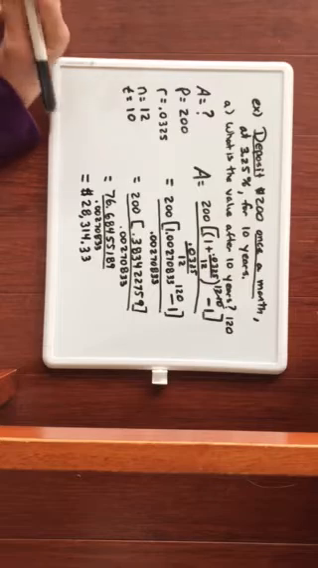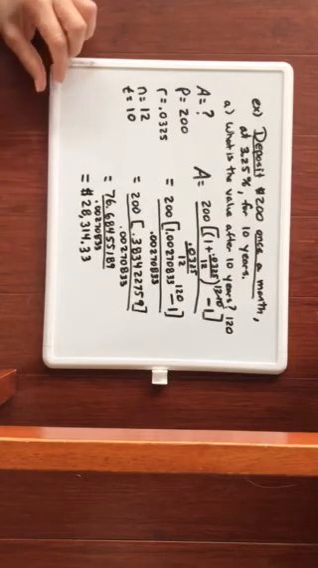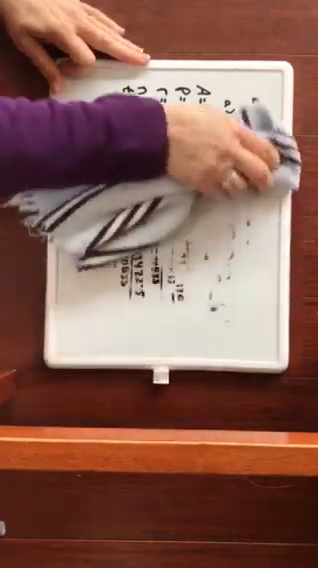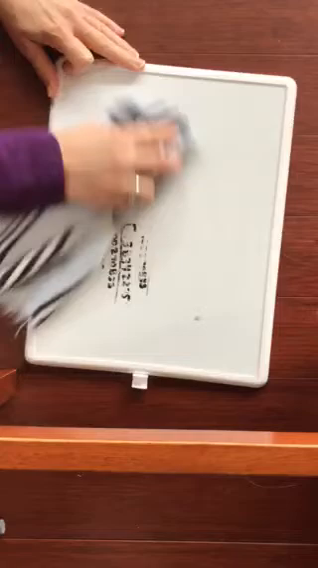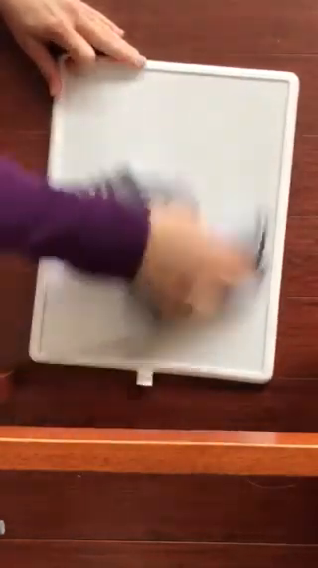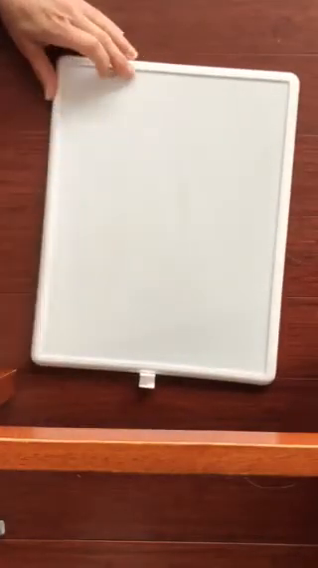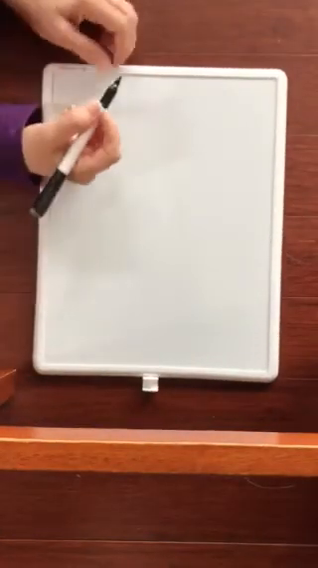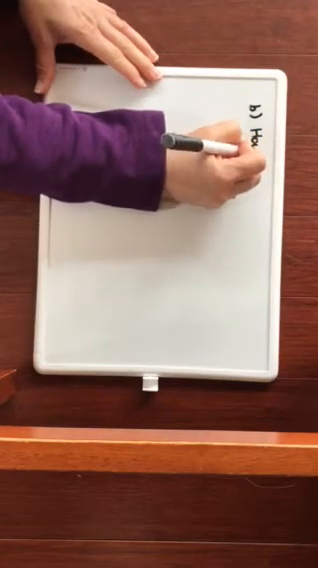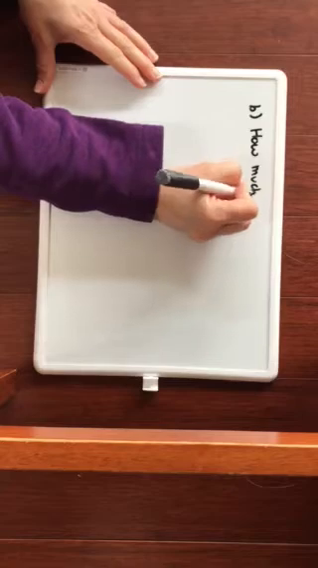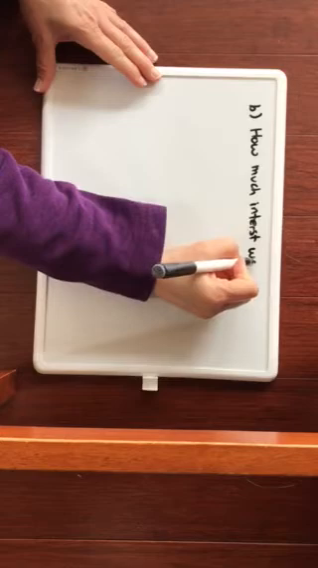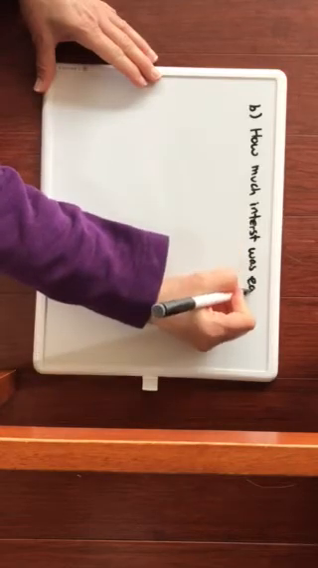Okay, so we know how much was made depositing $200 for 10 years. What if we wanted to know how much interest we made? So we're going to calculate how much interest was made. Okay, so let me write that question. This would be part B. How much interest was earned or made, however you want to put it.